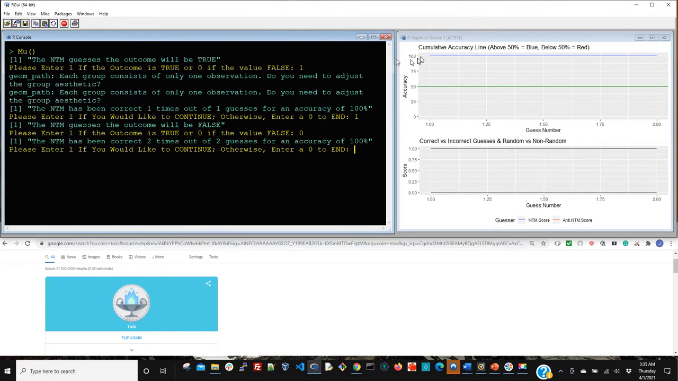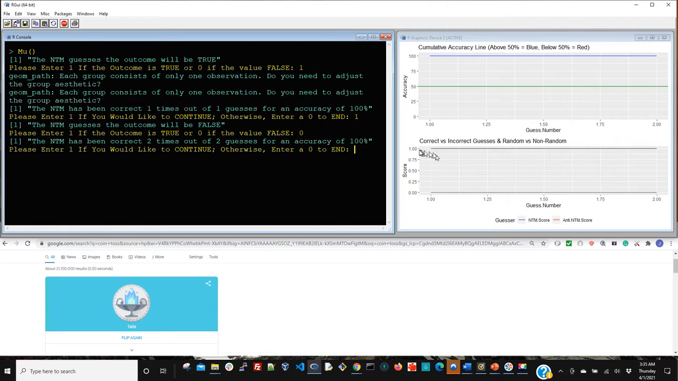And what you see here on the graph is this blue line up here at the top represents the accuracy, the cumulative accuracy over 2 guesses. 1, 2. I know it's got these decimal points, but that's just a relic of the graphing parameters. But in any case, if the cumulative accuracy were to be less than 50%, so when this line drops to 50% or lower, it will turn red.